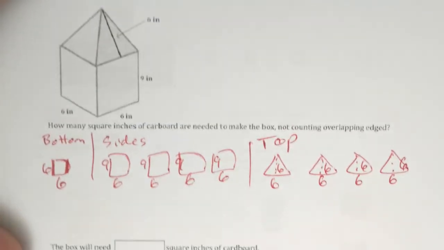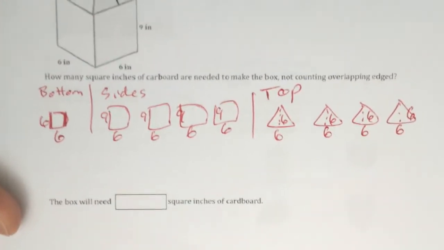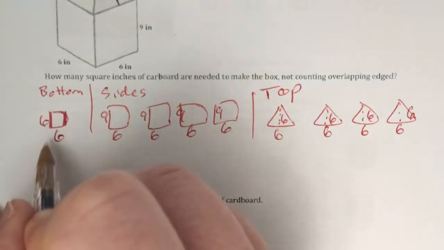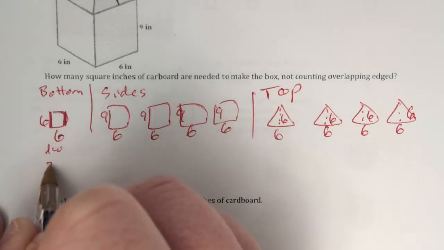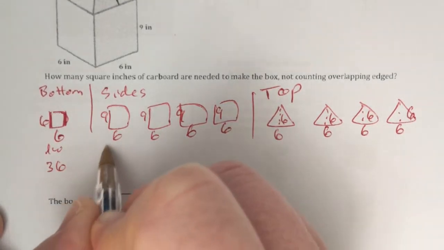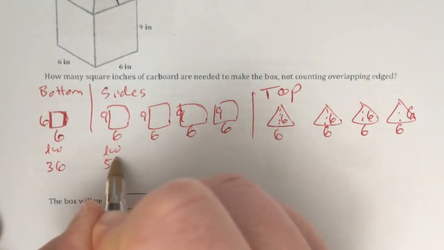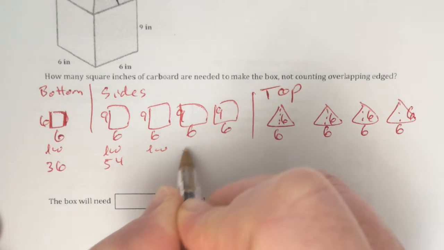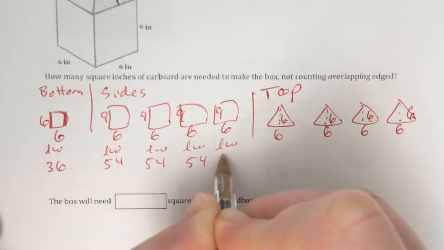Awesome. Okay, so now all we have to do is find all those areas and add them together. So find each one of those areas, add them together. So that would be just length times width, right? Length times width, which is 6 times 6, which is 36. Over here, that's length times width, that's 6 times 9. So 6 times 9, and you get 54. And all these would be the exact same thing, right? Length times width. So 54, 54, and 54.